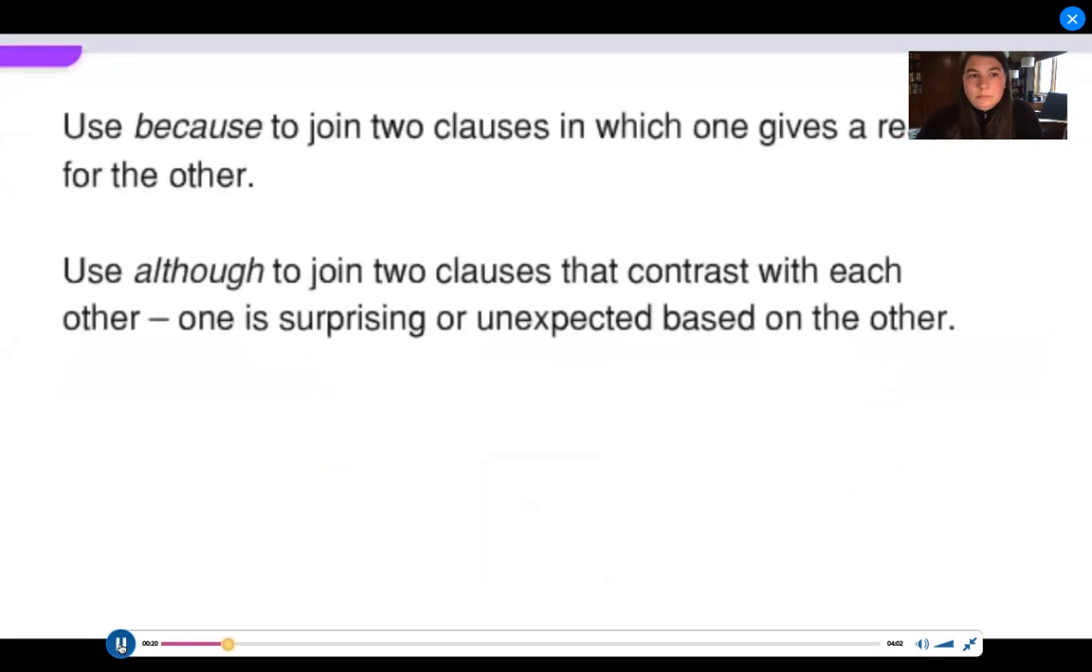Use because to join two clauses in which one gives a reason for the other. So if it answers the question, why, then you use because. Use although to join two clauses that contrast with each other. One is surprising or unexpected based on the other. Like an opposite result.